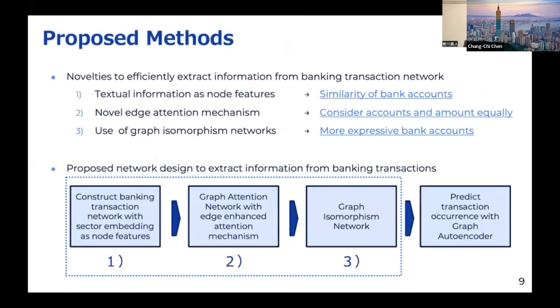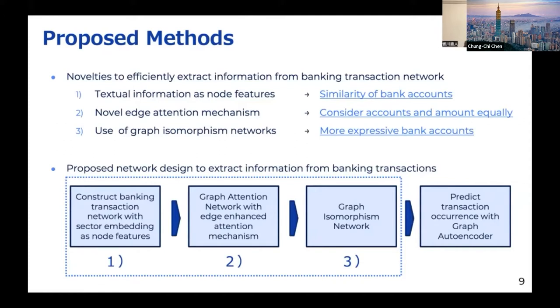So we are moving on to the proposed method. We introduced three novelties to efficiently extract information from the banking transaction network. First is to use the textual information as node feature. This is to introduce the similarity of bank accounts. And then we propose a novel edge attention mechanism to consider accounts and transaction amount equally. And then we will also use the graph isomorphism network to get a more expressive bank account representation.